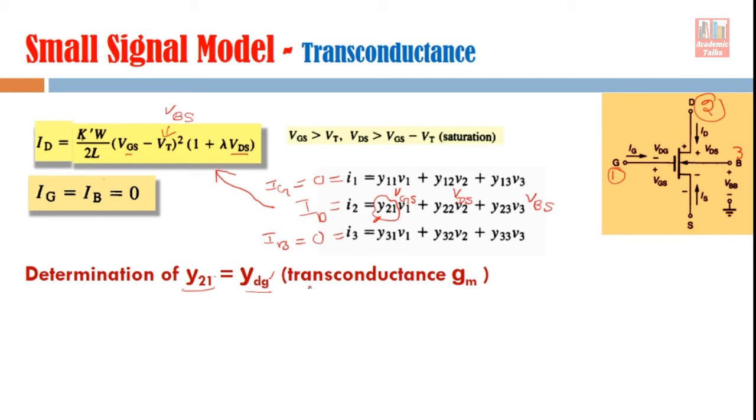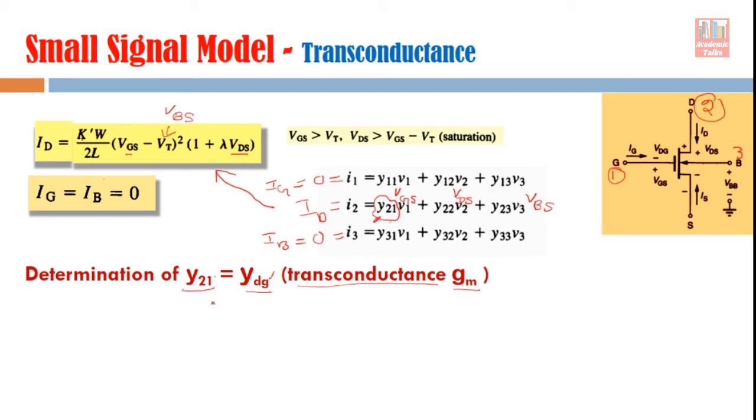And sometimes this parameter is also known as transconductance. So maybe you have heard about this parameter. Sometimes we use this kind of parameter in the case of BJT also, but it's widely used in the case of MOSFET devices. So it's conductance because it's the ratio of current to voltage. You can see from this equation, Y21 is the ratio of current to voltage.